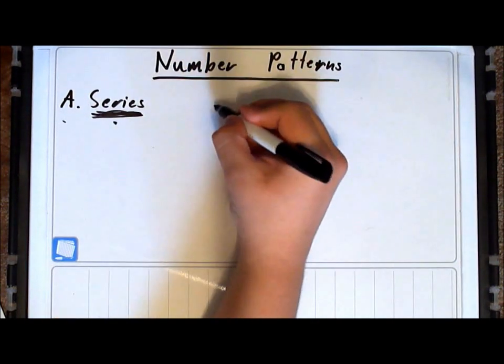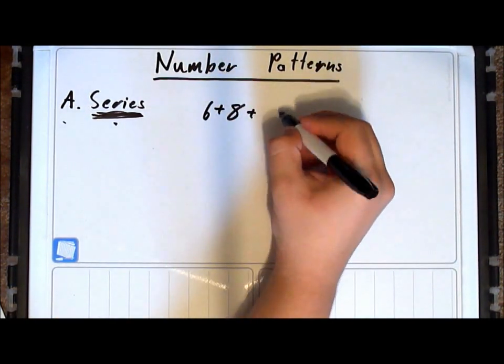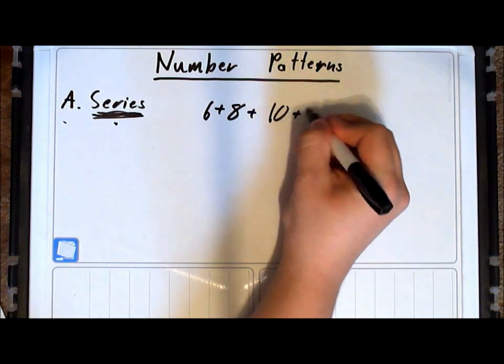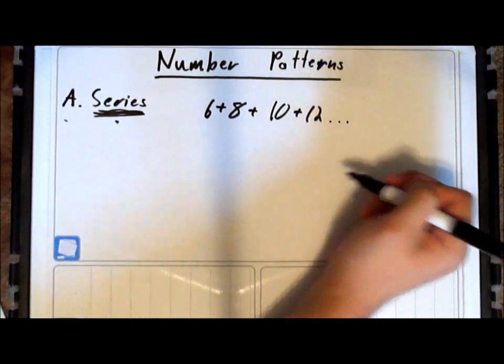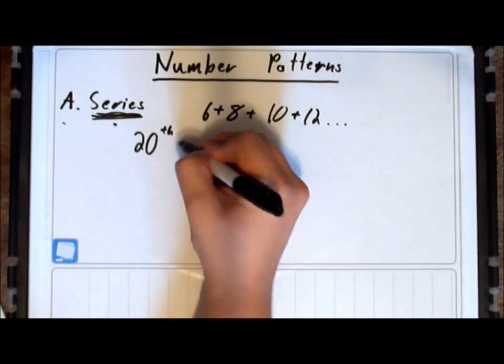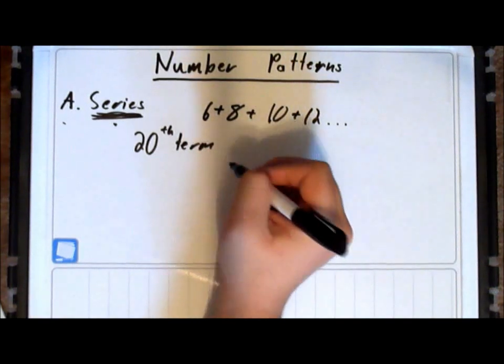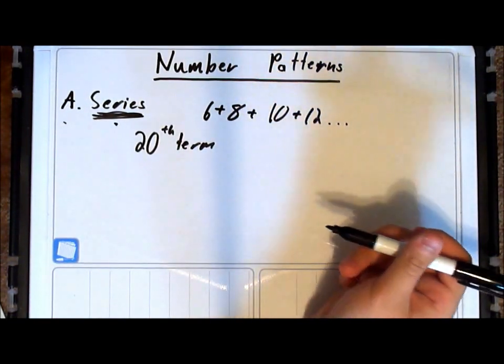So if you have 6 plus 8 plus 10 plus 12 ..., we're trying to find the 20th term. So we just plug in our numbers.